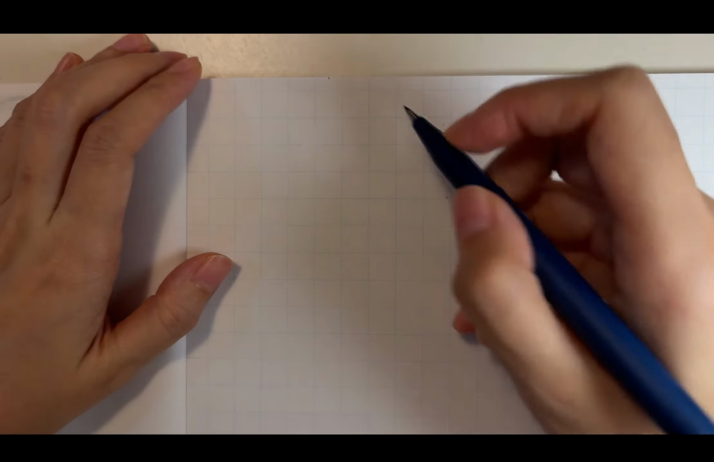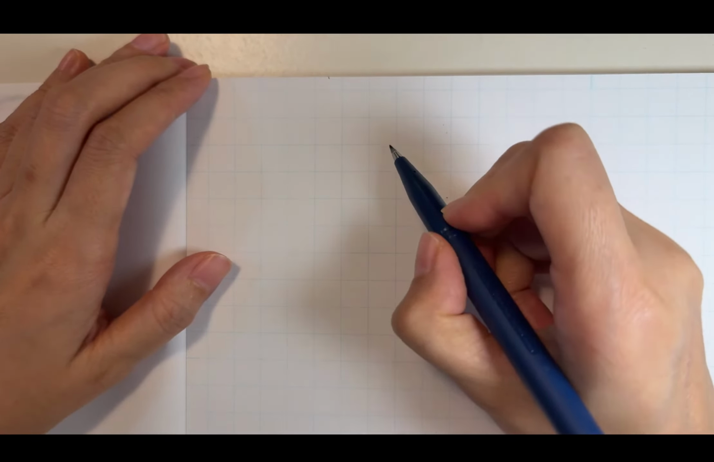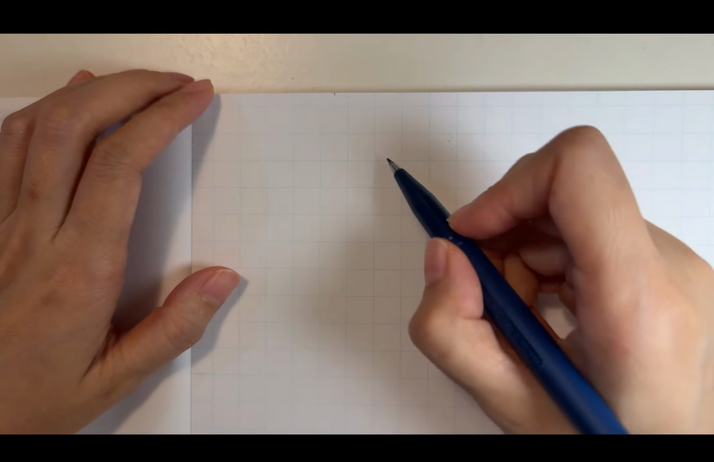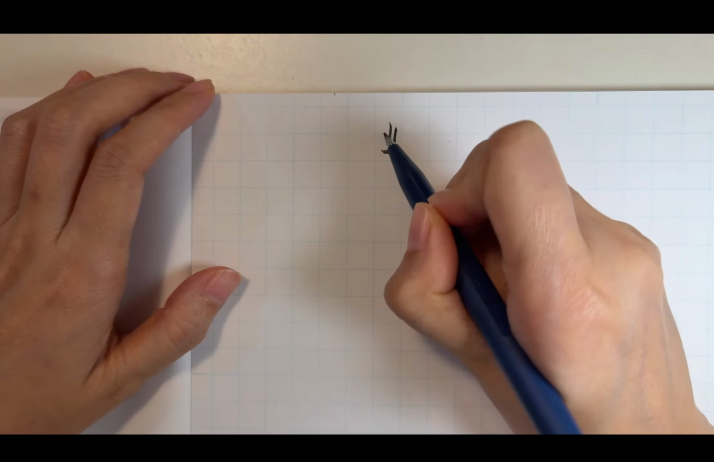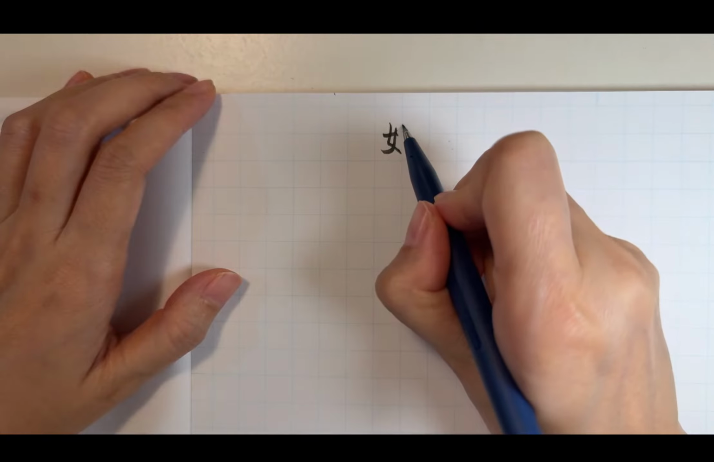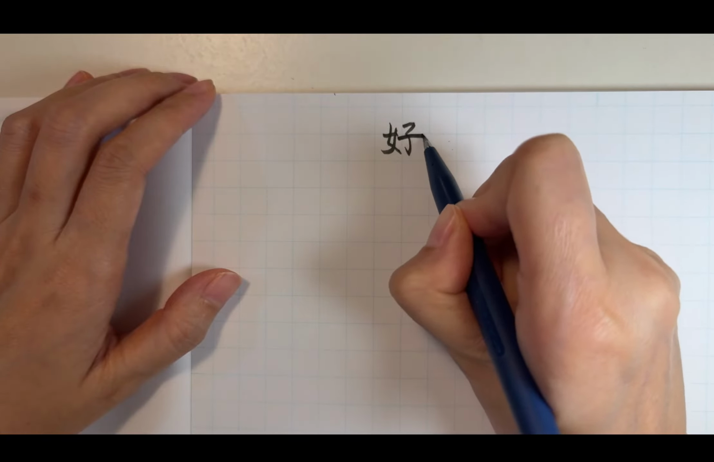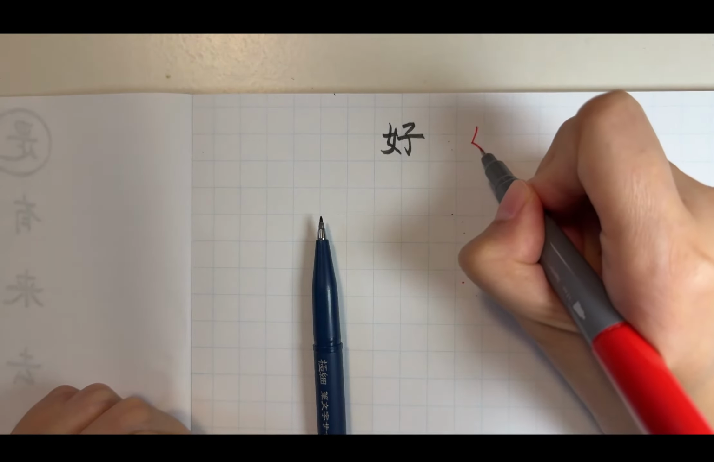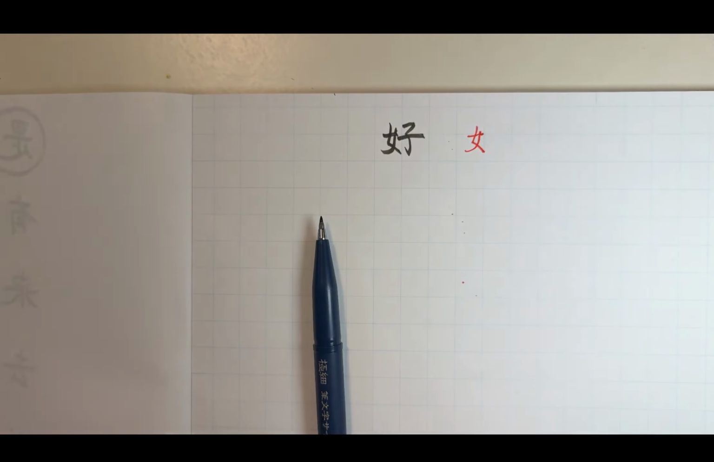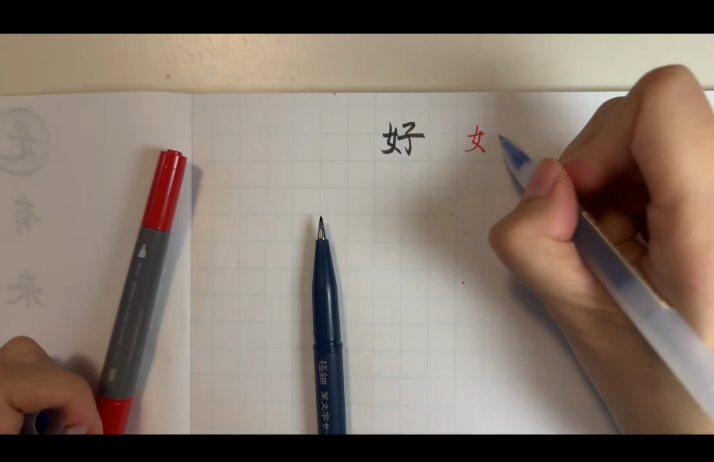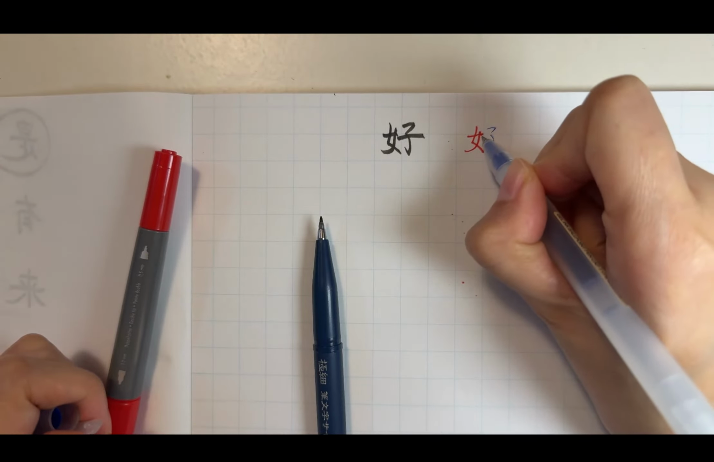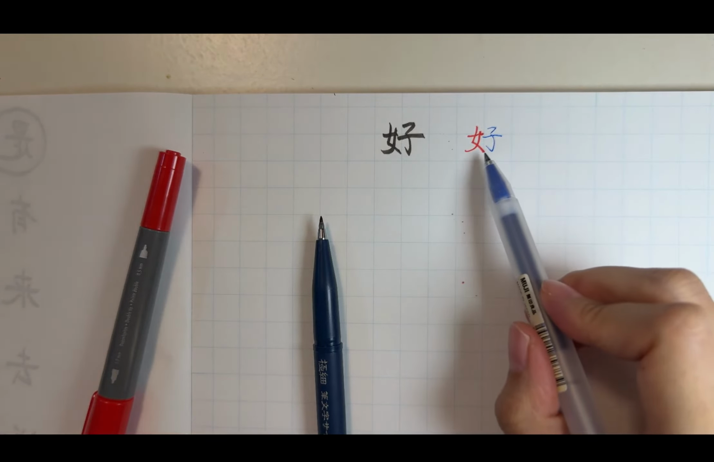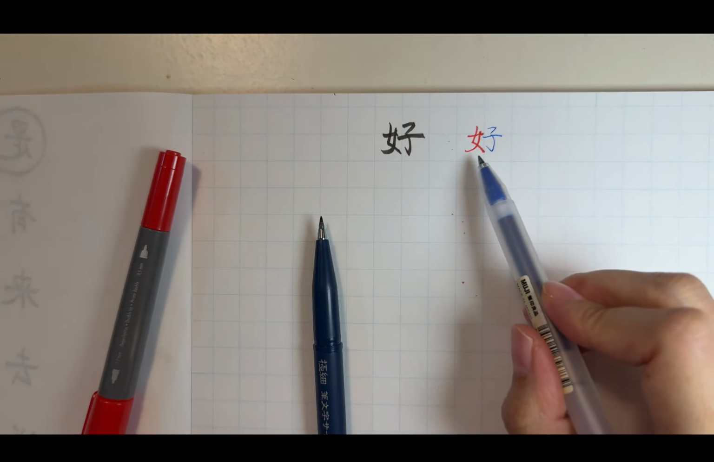So 好, as I said, it has 2 parts. We can write the left-hand side first, which is a woman, 女字旁, and followed by the child, 子. We can write using color pens to see the parts more clearly. So you have 女字旁, and then you have the child, 子. If you know how to write the woman and the child, just put them together.